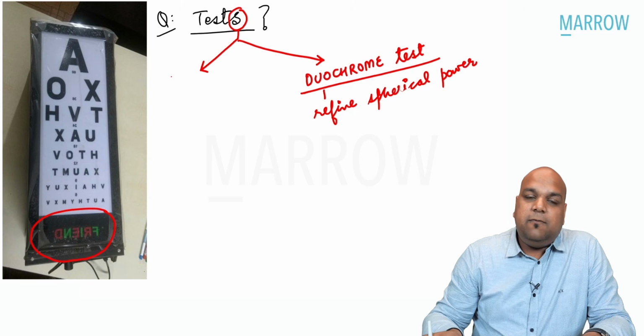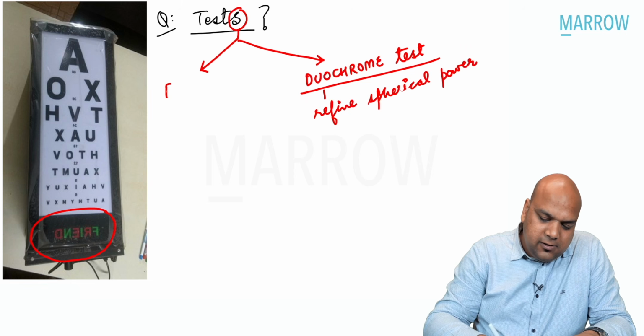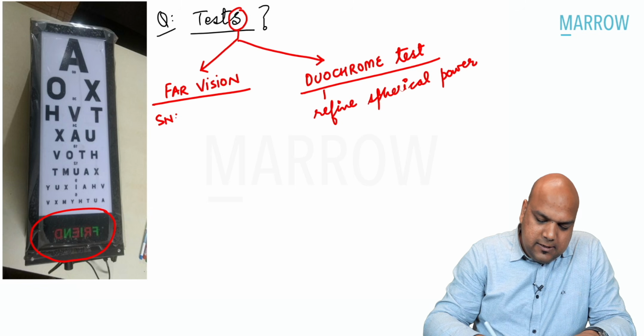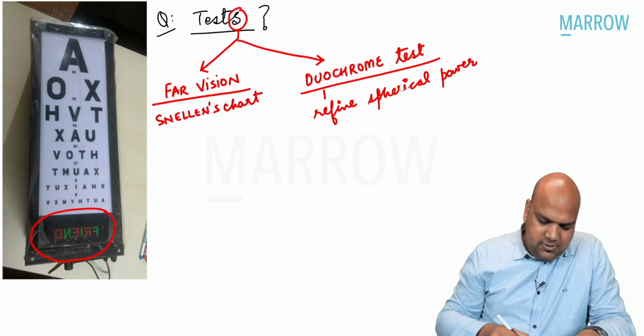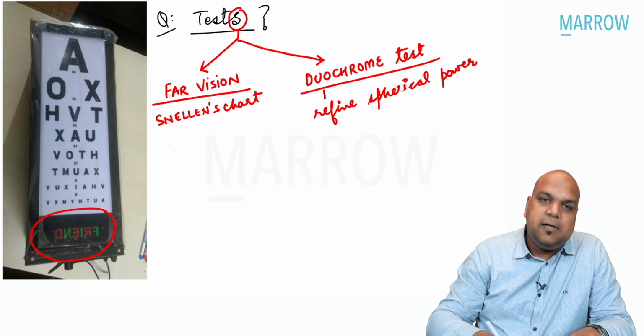Now, what is this test, everyone? The test for far vision. The test for far vision is known as Snellen's chart. All of us know this. Why such a build-up? Just like that. I like building things up.